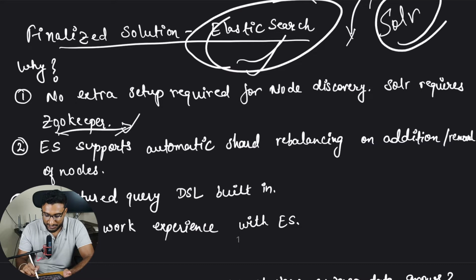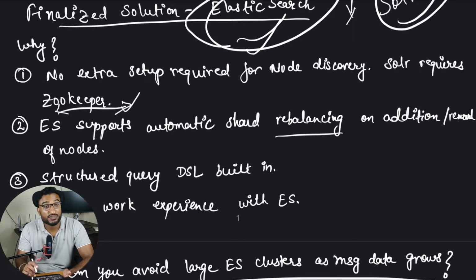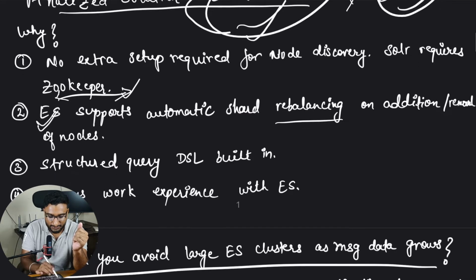ES supports automatic shard rebalancing on addition or removal of nodes. This was one of our requirements, that the system should be linearly scalable and I don't have to worry about the internal logic. Whenever new nodes are added or older nodes removed, in case my traffic is less, or any scaling activity, scaling up or scaling down, any rebalancing is automatically handled by the indexing solution. So Elasticsearch will handle that internally.